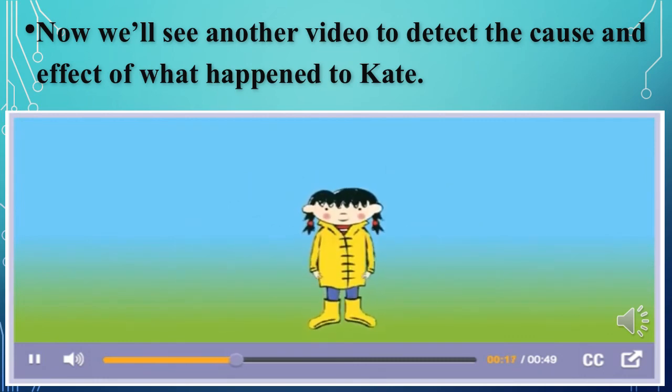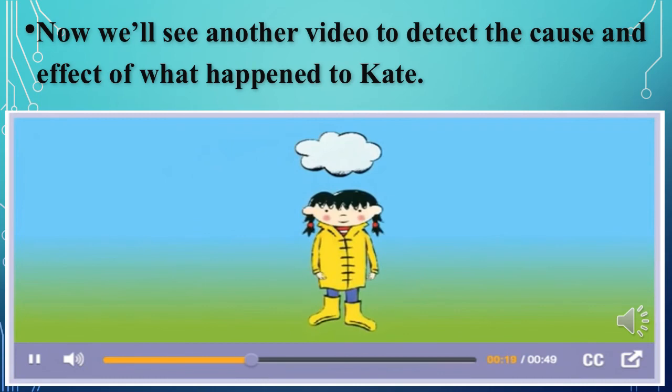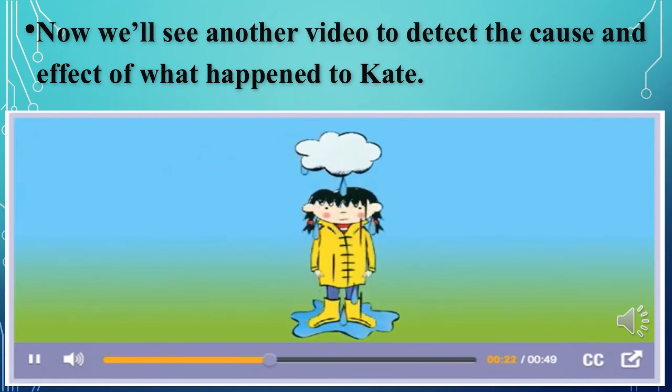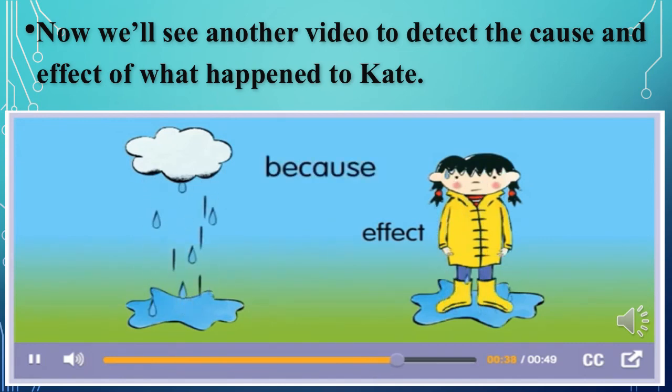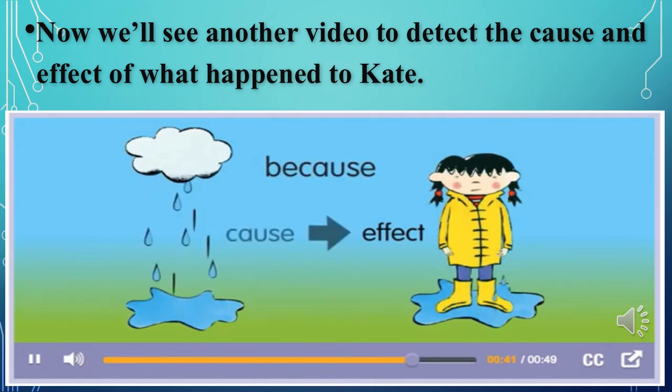Kate is walking outside. Uh-oh. Oh no, Kate is getting all wet. So in this story, what happened to Kate? She got wet. That is the effect. To find the cause, we ask, why? Why did Kate get all wet? Because it began to rain. That is the cause. It looks like cause and effect helped Kate learn something. Next time, I'm going to remember my umbrella.